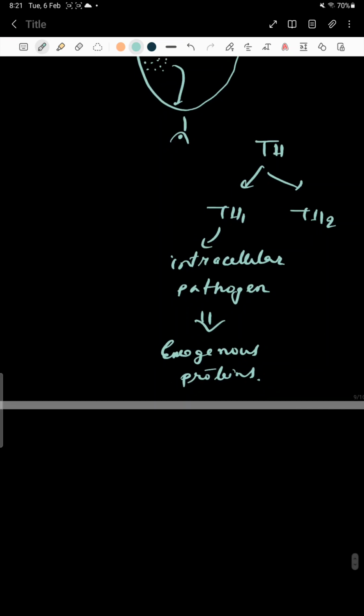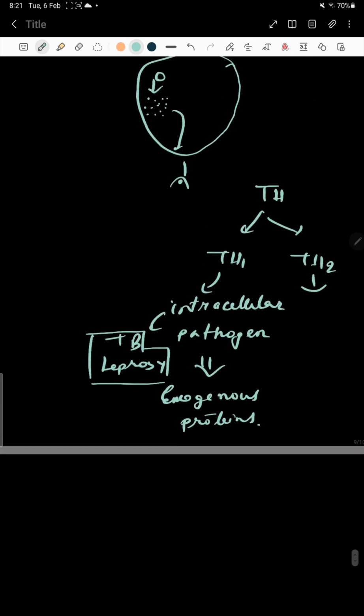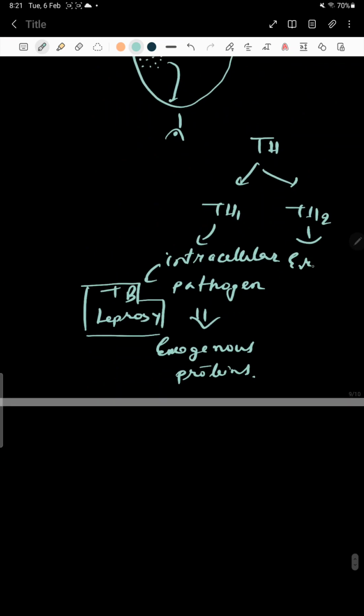So TH1 is for intracellular pathogens, which can be tuberculosis, mycobacterium, leprosy, or Listeria monocytogenes. For tuberculosis and leprosy, the bacteria are intracellular, and TH2 comes into function when there is an extracellular pathogen. Extracellular pathogen means other bacteria, mostly other bacteria or other fungi. For fungi it is actually TH17, so mostly TH17. So other bacteria. Okay.